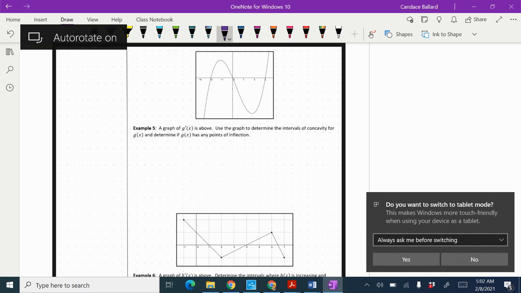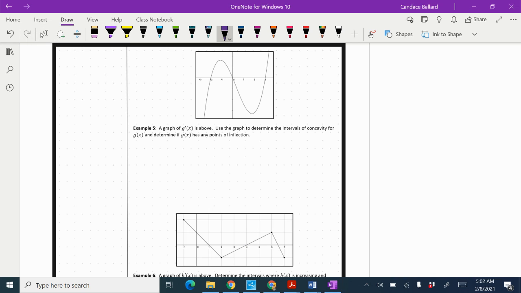In this video, we're going to talk about topic 5.9, example 5. So we have the graph of g prime above. We are supposed to use the graph to determine the intervals of concavity and determine if g has any points of inflection. So I'm going to start with my sign chart.